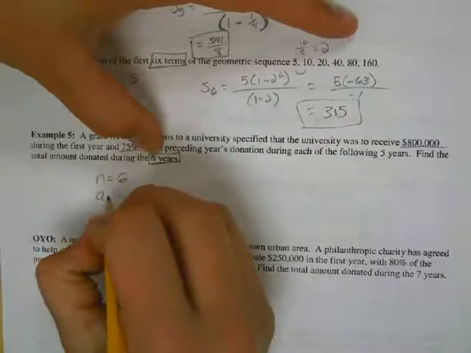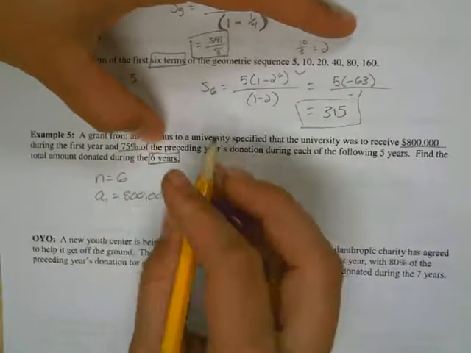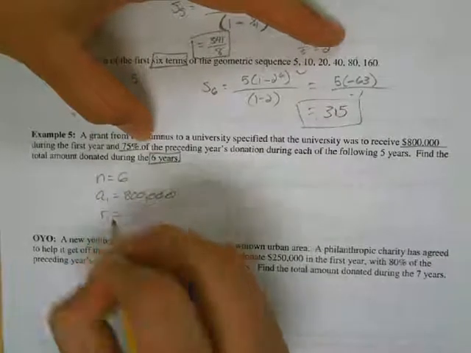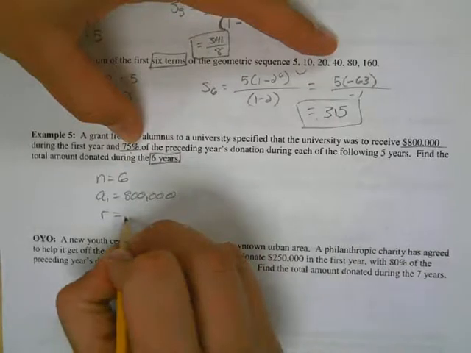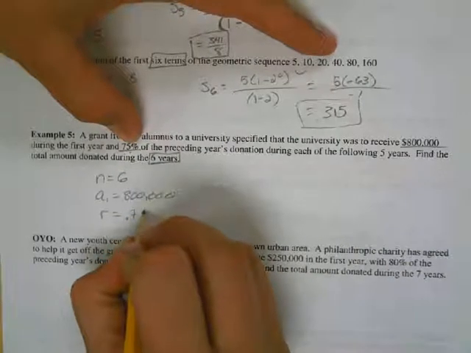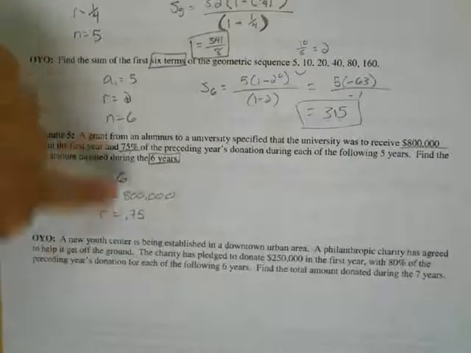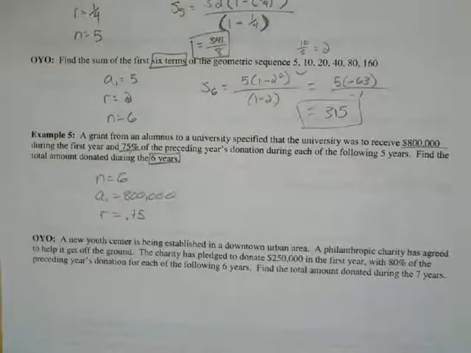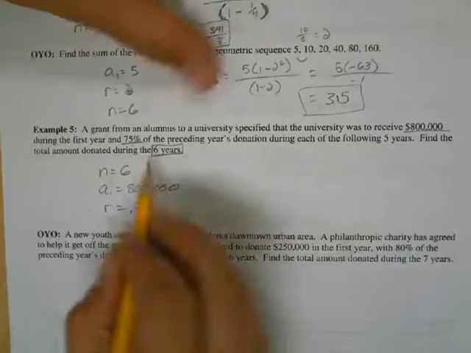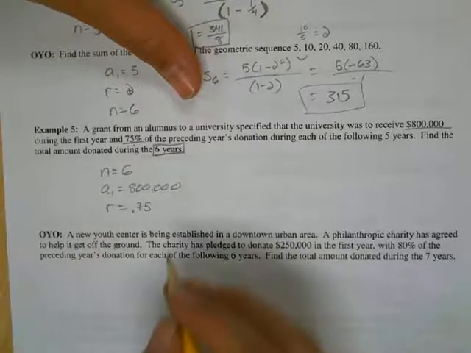Starting with 800,000. Okay, and my rate, I'm going to be doing 75% each year, so my rate is going to be multiplied by 0.75 each year. Okay, so 75%, if it was 95, it'd be 0.95. You just move that decimal left twice. Anytime you see that percentage, that's going to be your rate. So rate is 0.75. Plug that stuff in.